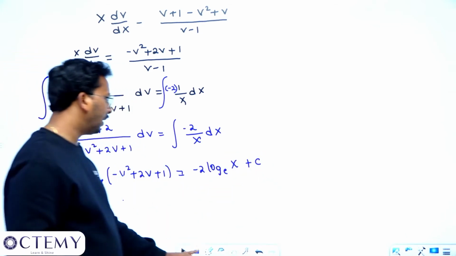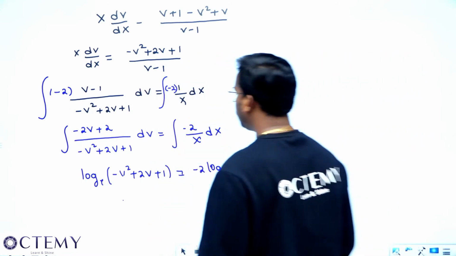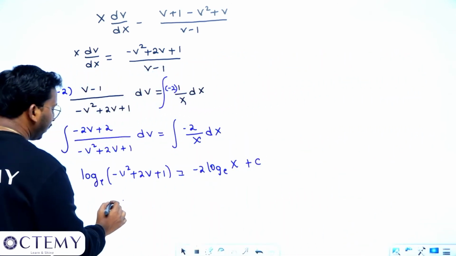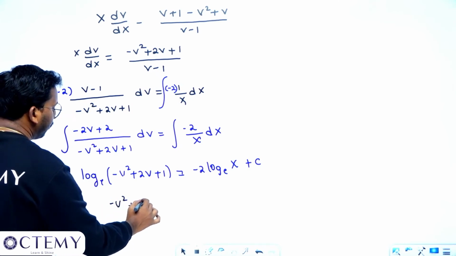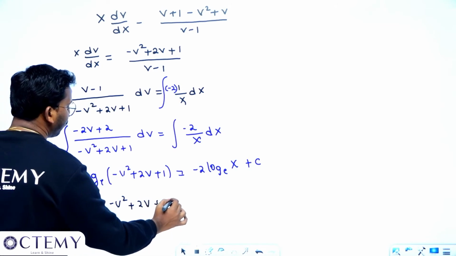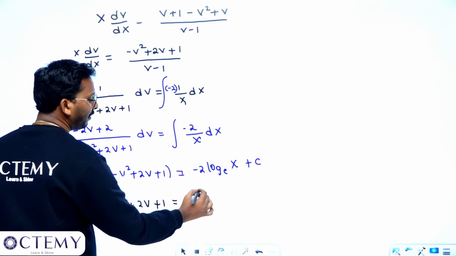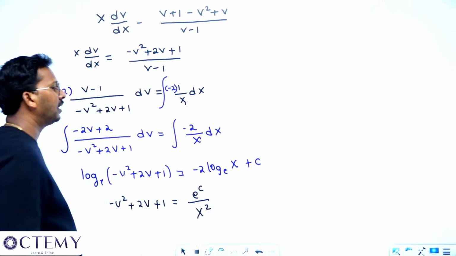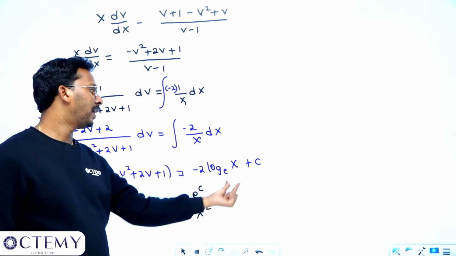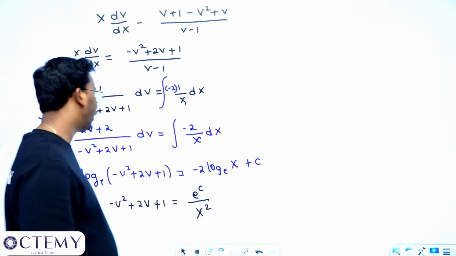But I don't want the answer in terms of v. So first let me get rid of these log terms. If I want to get rid of these log terms, it will become minus v square plus 2v plus 1 is equal to e power c divided by capital X square, isn't it? Because it will become e power minus 2, so 1 by X square, I will write as e power c multiplied by 1 by X square.